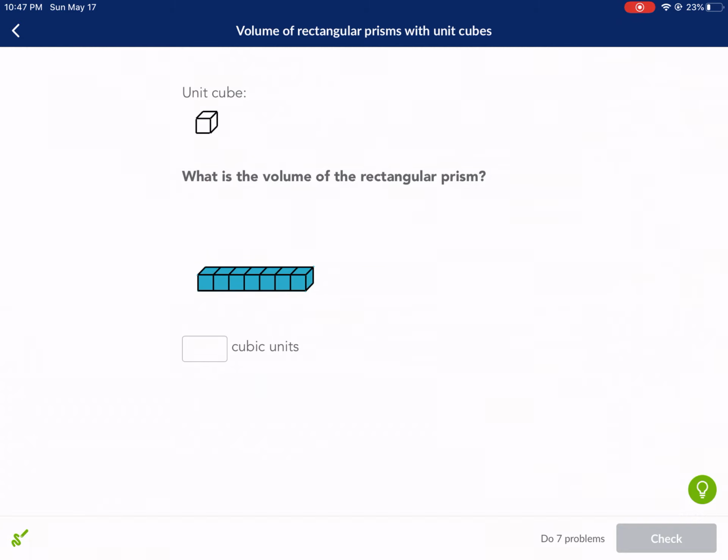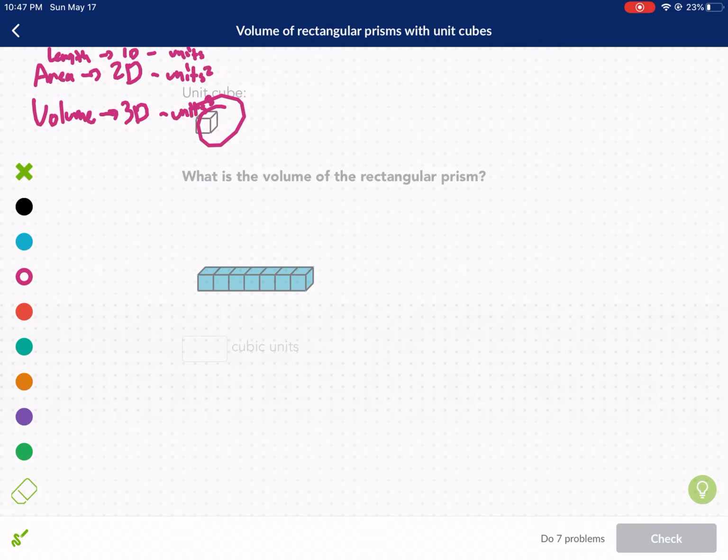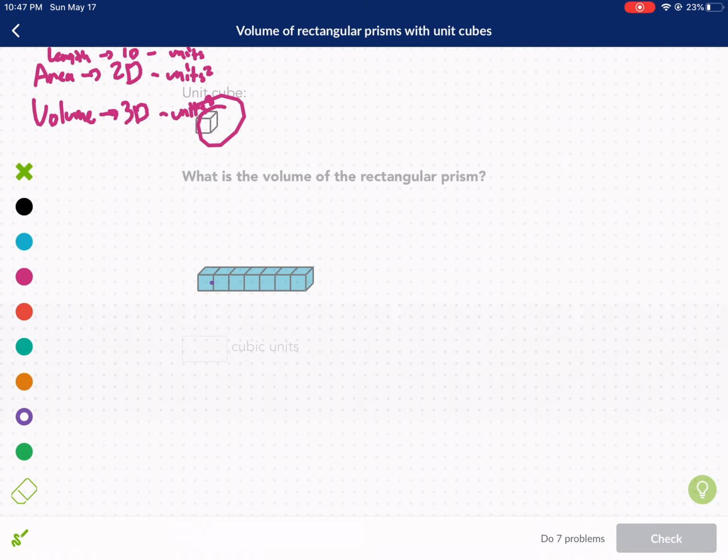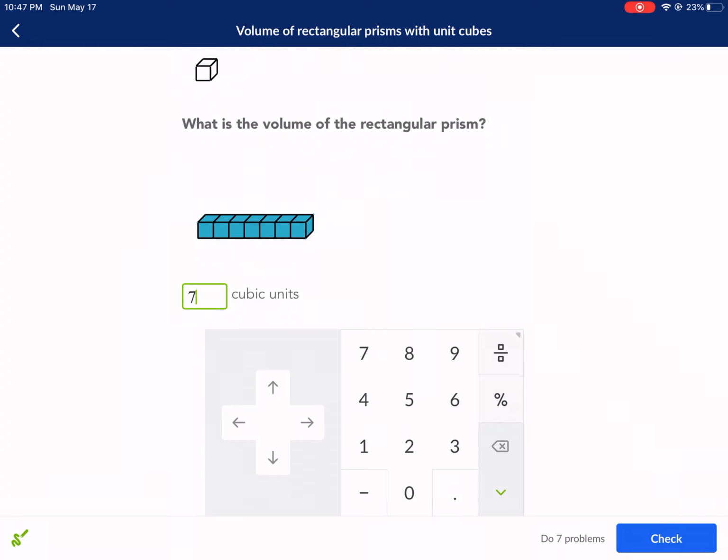Well, for this one, it's asking what is the volume of the rectangular prism. Technically, this is a type of rectangular prism. It's a very small one. And since it gives us an indication of unit cube, we just need to count the number of unit cubes. 1, 2, 3, 4, 5, 6, 7. 7 unit cubes. And that's our volume.